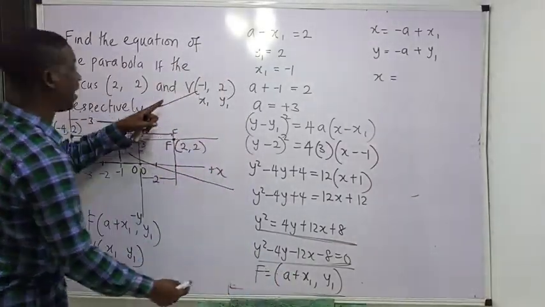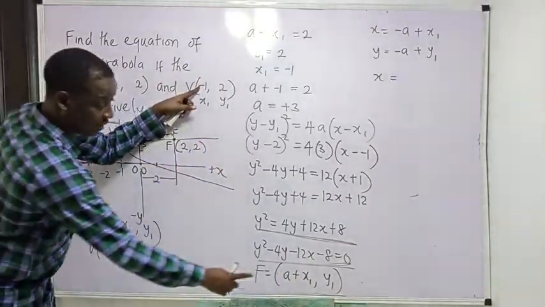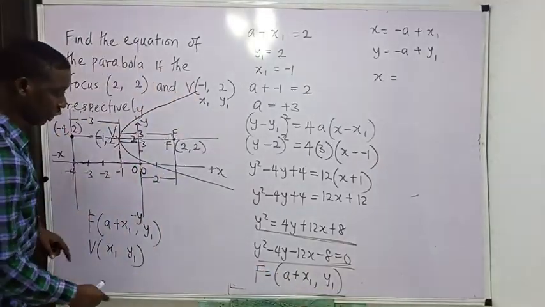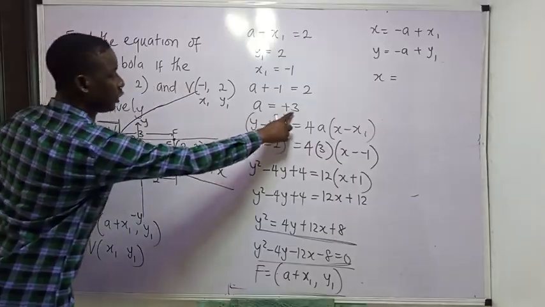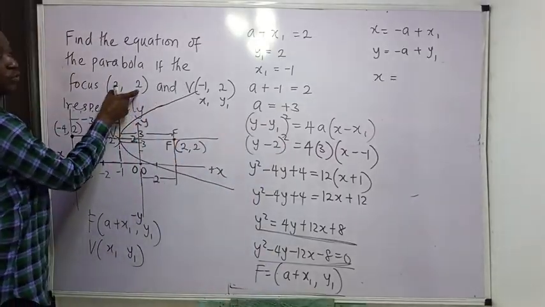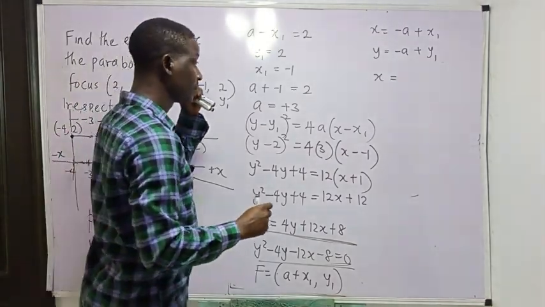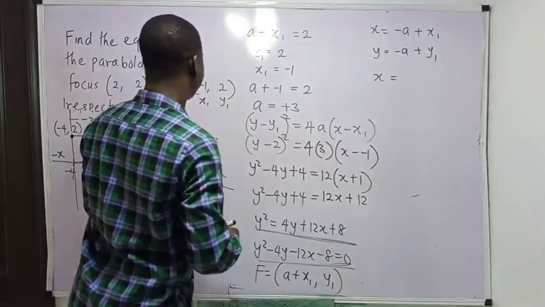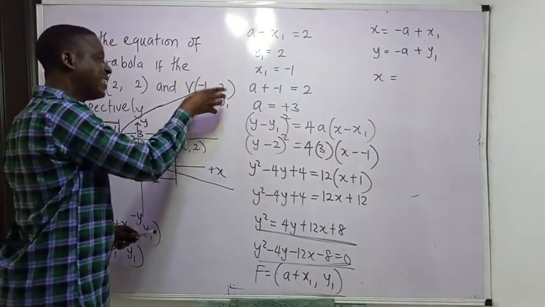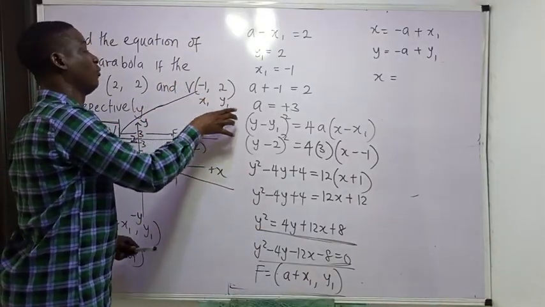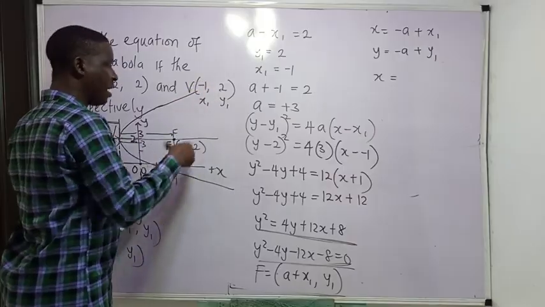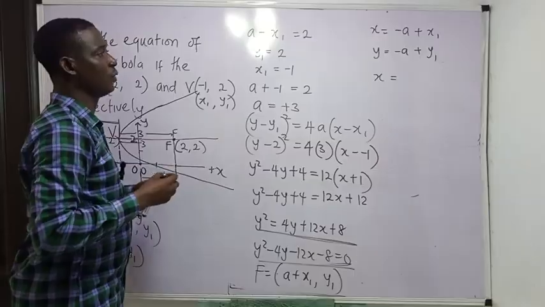So if you put -1 here, which is x1, and you put A as 3, you are still going to arrive at 2, 2. Then if you put the vertex directly, it is represented in terms of S1, comma Y1. That is the vertex for you.